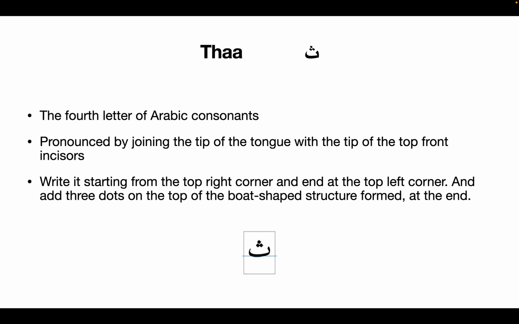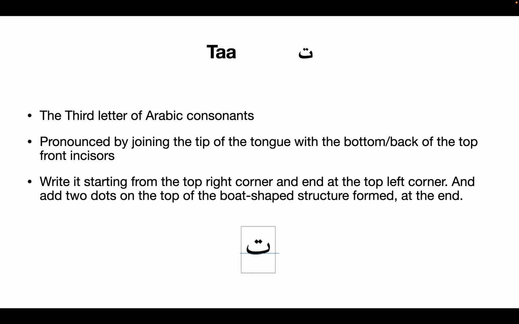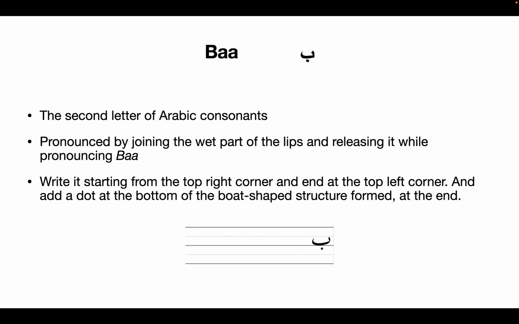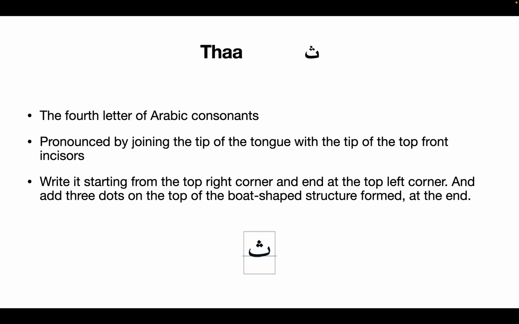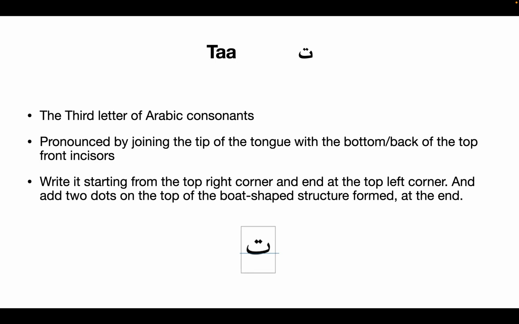So 2 dots after the boat-like structure, just like in Taa, and adding 1 more dot above these 2 dots to make it 3 dots. If we have 3 dots on the top, it is the letter Thaa. If we have 2 dots on the top of the boat-like structure, it is Taa. And if we have 1 dot just below the boat-like structure, below the line, then it is Baa. So Baa, Taa, and Thaa come from the same family. It's just the matter of the number of dots used and the location of the dots to separate the pronunciation.